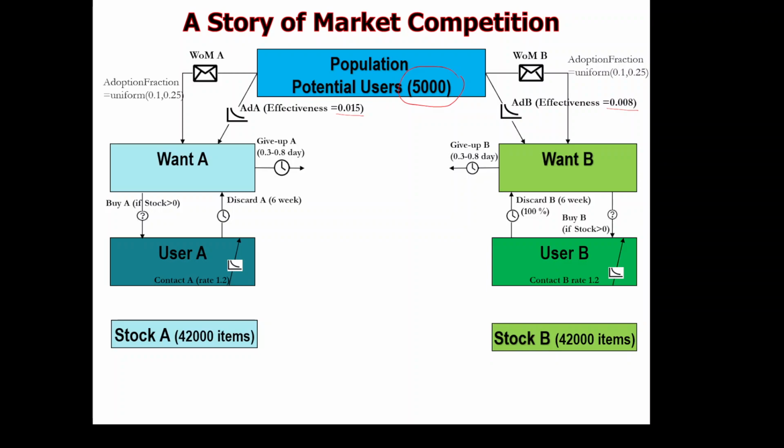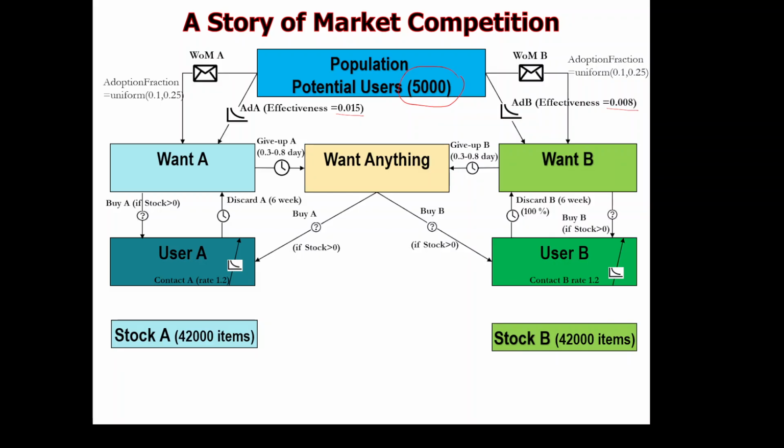So the things are not always pretty, and there might be some delays in delivery of product A or product B. I have modeled that time as uniformly distributed, randomly distributed between 0.3 to 0.8 days. So when this happens, the want A or want B agents move to another state which we call want anything. Now once they are in want anything, they can either buy B or they can buy A, depending on only one condition, and that condition is that the stock of that thing is available, it's greater than 0.